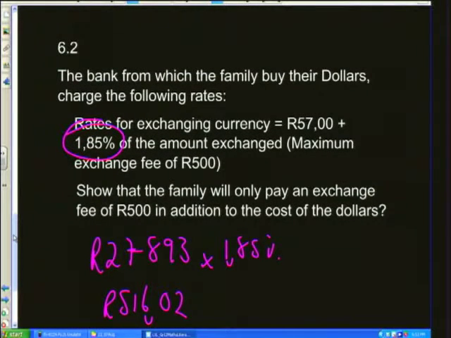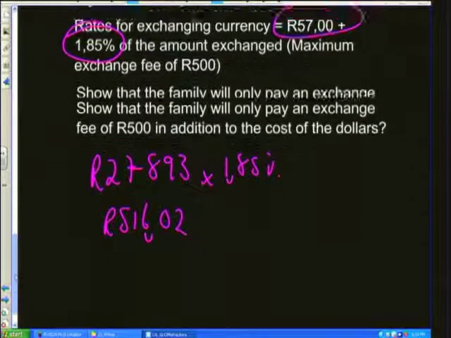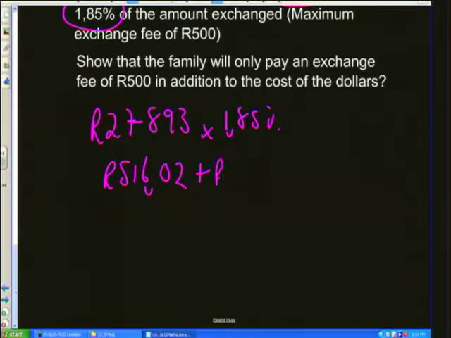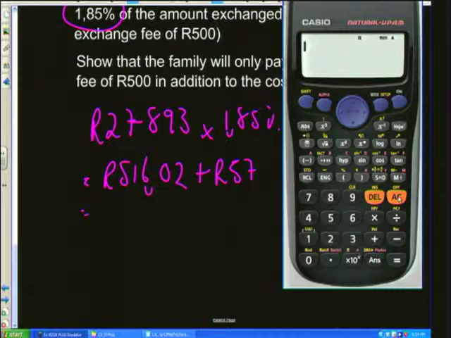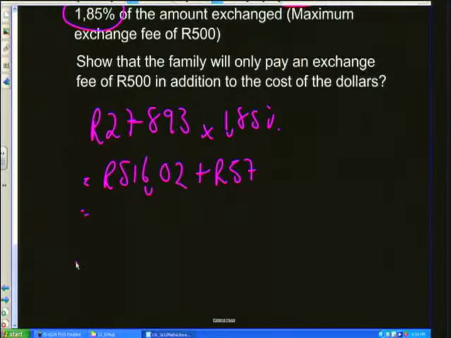No, because there's a further amount I've got to add on to that. And the amount I've got to charge is another 57 Rand. Yes, like they're making money out of us. So we're going to add another 57 Rand to that. So out comes this calculator, and we're going to say, cool, we got 516 Rand and 2 cents. We're going to add 57 Rand, and we're going to get an answer then of 573 Rand and 2 cents.